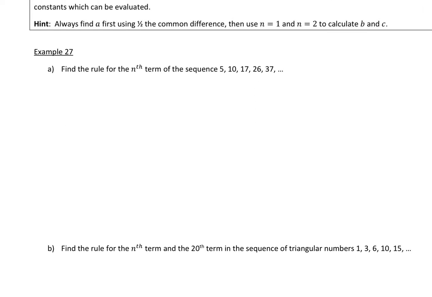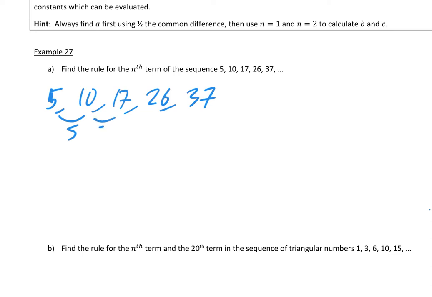It says, find the rule for the nth term of the sequence, which is 5, 10, 17, 26, and 37. So if we just write that out again, we had 5, 10, 17, 26, and 37. We'll just do our common differences. First difference is 5. The next difference is 7. The next difference is going to be 9. And the next difference is going to be 11.